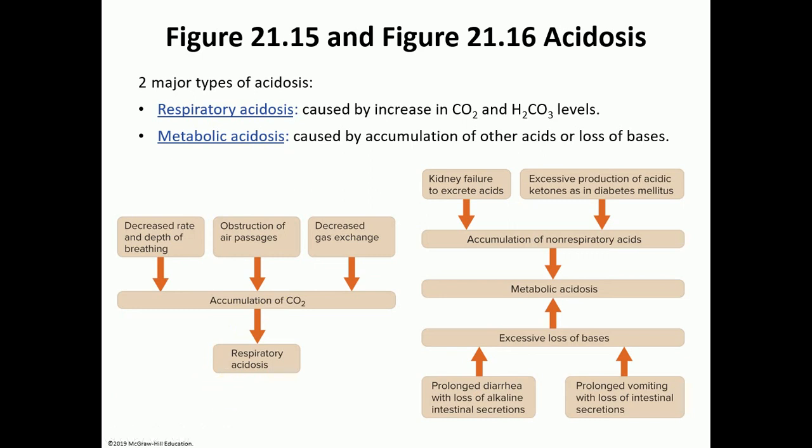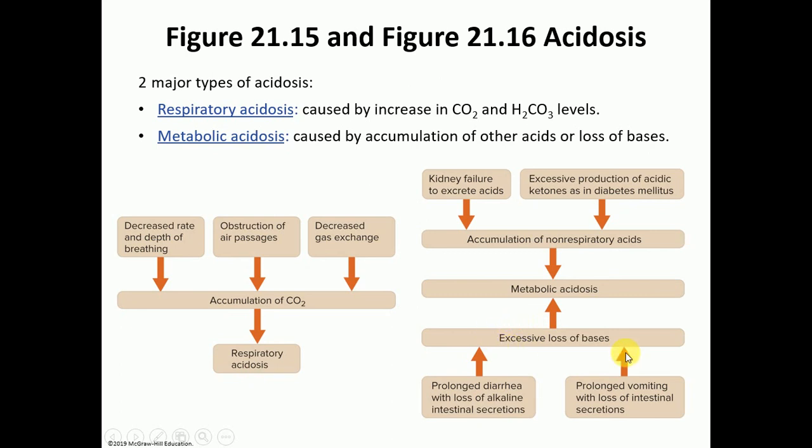Metabolic acidosis would be an accumulation of acid due to any other reason in the body except for respiratory causes. Okay, so we usually call them accumulation of non-respiratory acids. It could be, for example, due to kidney failure, where the kidney is unable to excrete those acids, or excessive production of ketone bodies, which are acidic, in the case of diabetic patients. So diabetic ketoacidosis leads to accumulation of these acids.